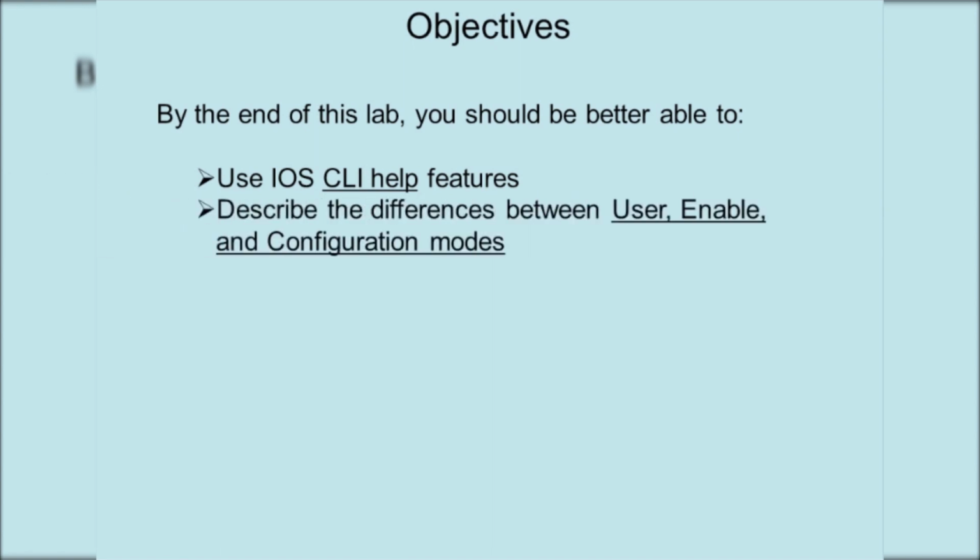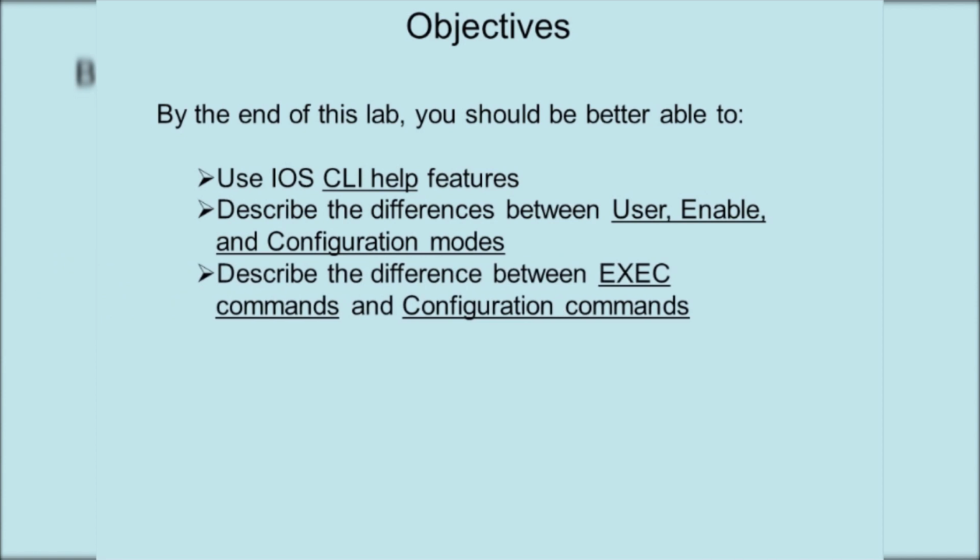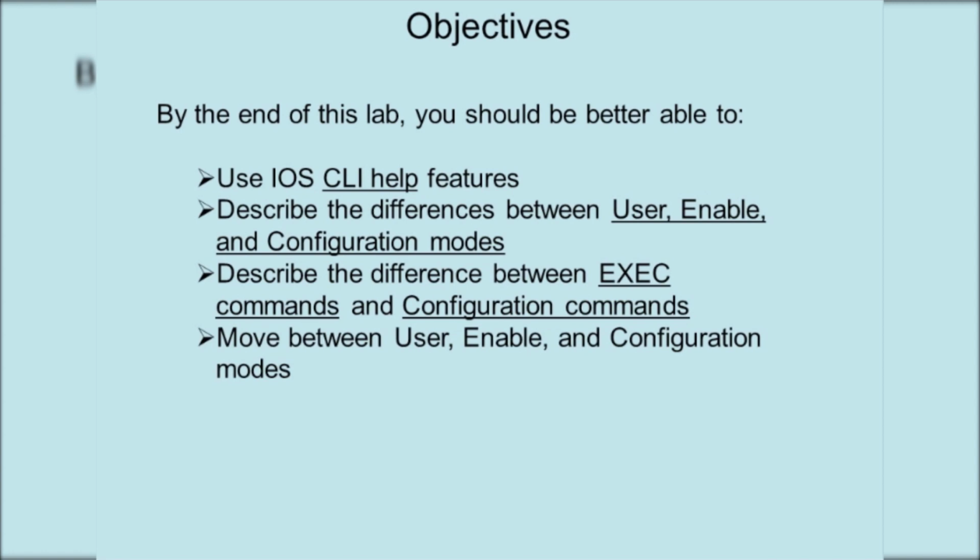Then we'll talk about some different modes: user mode, enable mode, and configuration modes, and what those let you do. At that point, we'll talk about the difference between the commands you can use there: exec commands that let you look around at what's going on in a router or switch, and configuration commands that let you tell the router and switch what to do. Finally, we'll talk about how to move around between these different modes: the user, enable, and configuration modes.